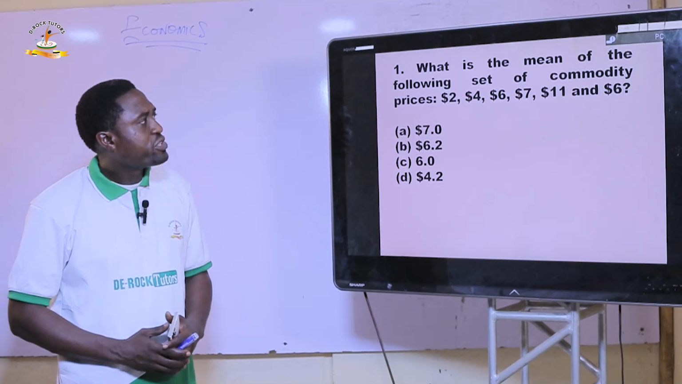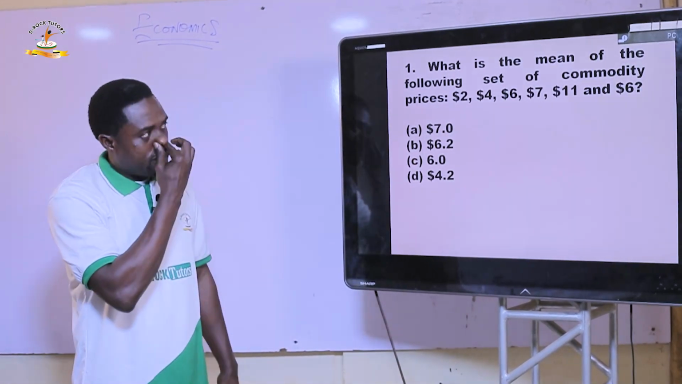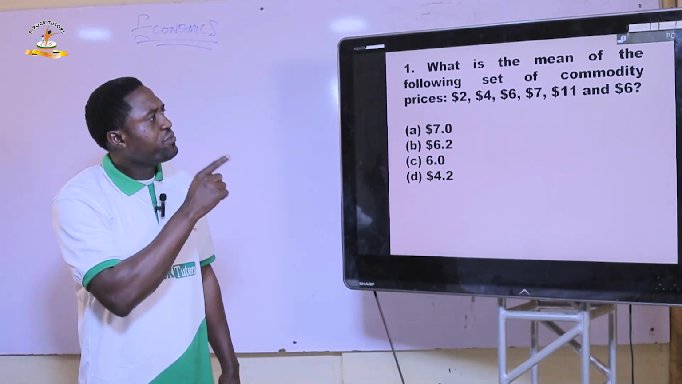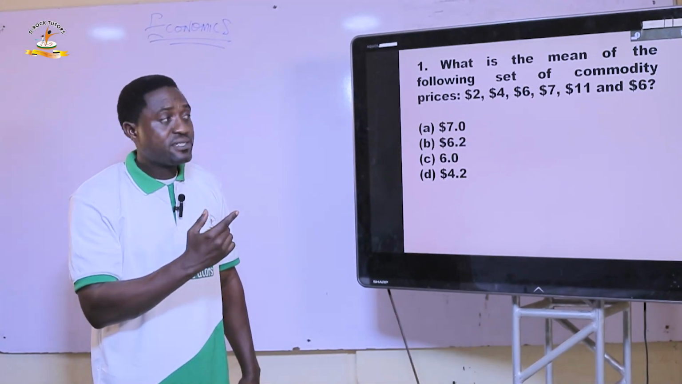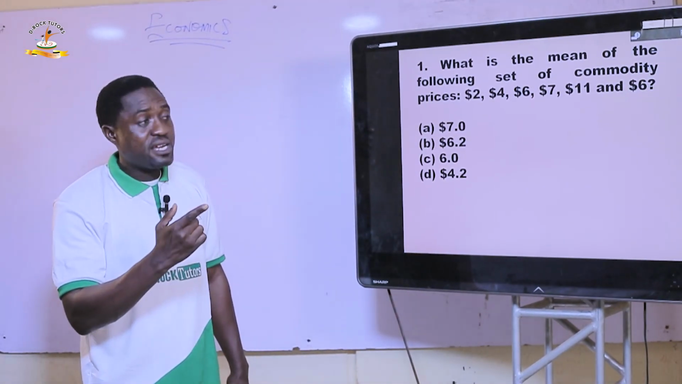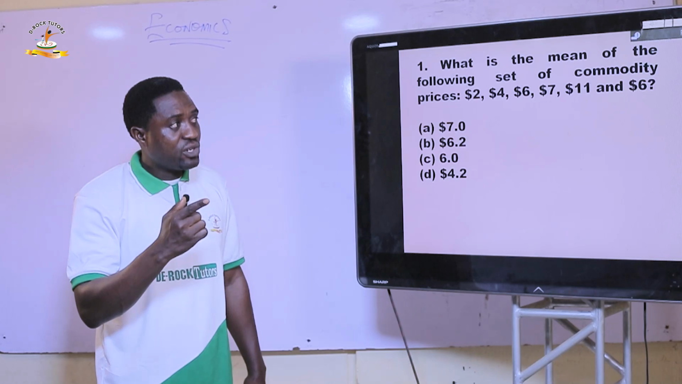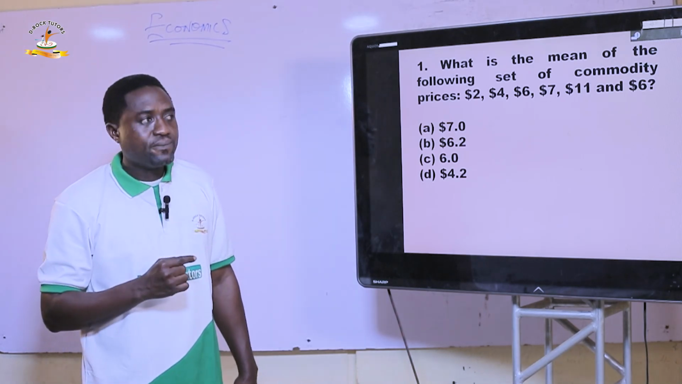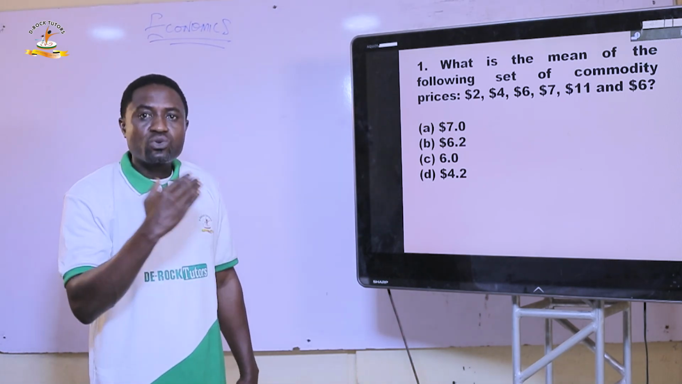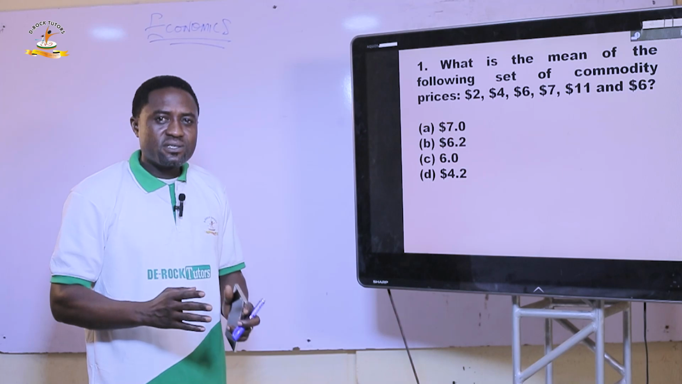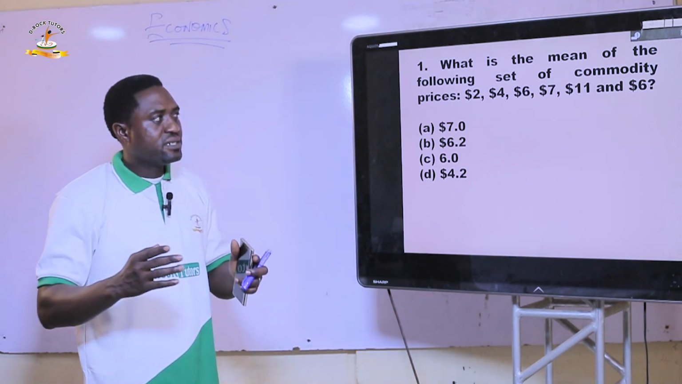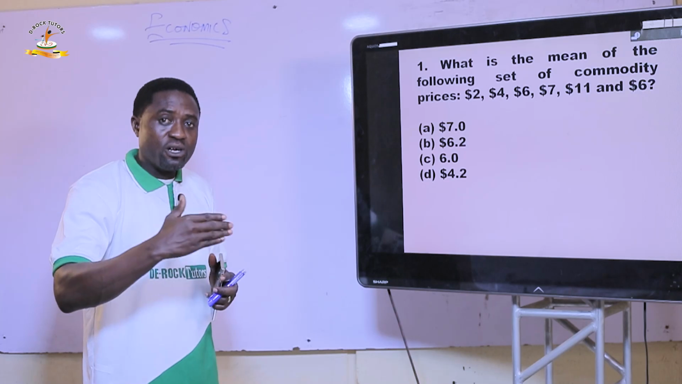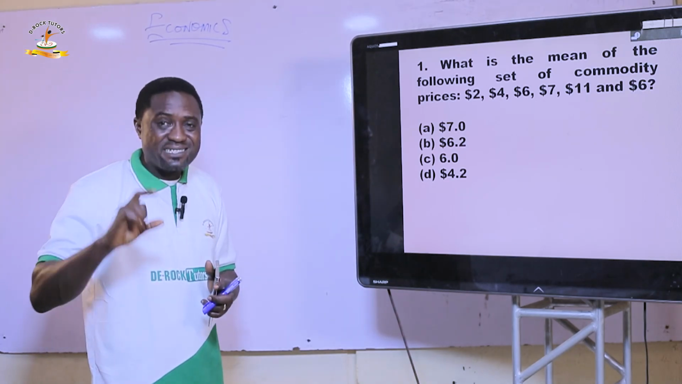Economics. Question number 1. What is the mean of the following set of commodity prices? $2, $4, $6, $7, $11, and $6. Now, we are asked to calculate the mean, which is a particular topic in economics. The topic it belongs to under economics is statistics.